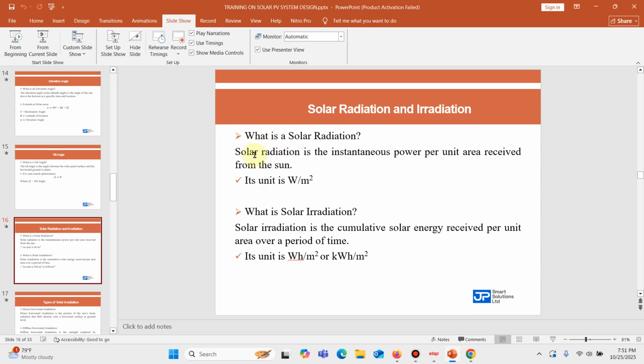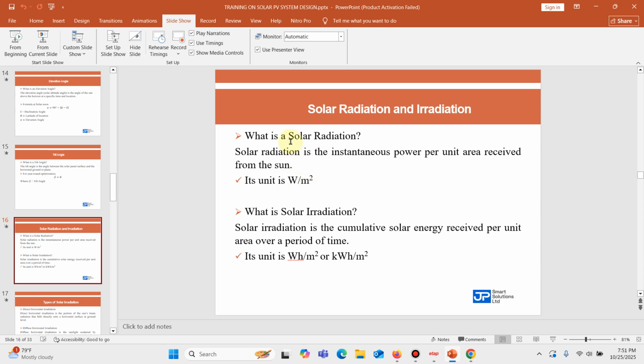All right. So we said that solar radiation is the instantaneous power per unit area received from the sun, and its unit is watts per meter square. Okay, before we go there, let me explain in details. For example, on a sunny day at noon, for those in Nigeria, Abuja may record about 950.